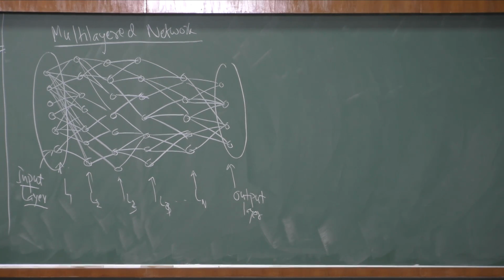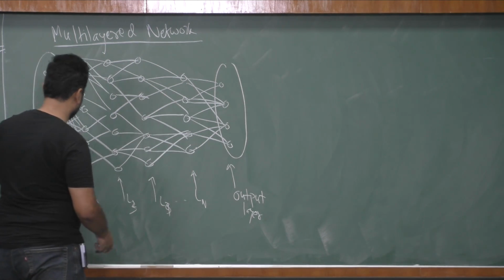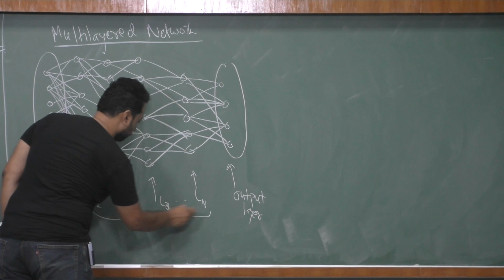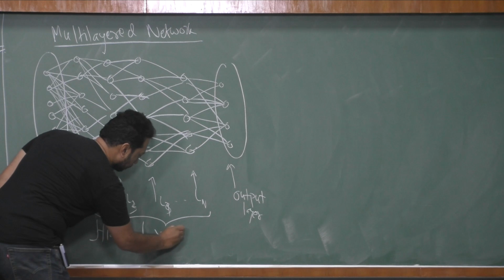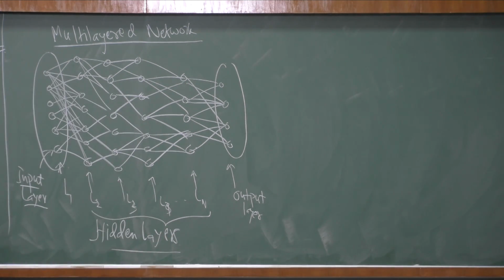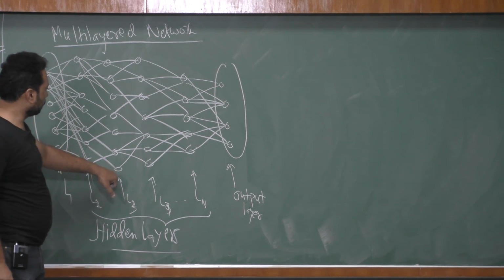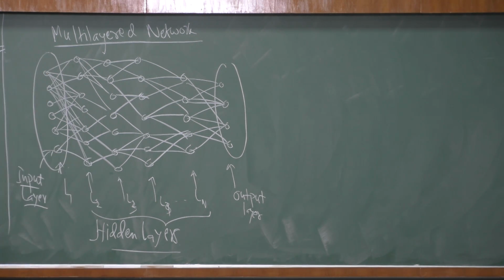It's multi-layered because there are many layers now, and there is an input layer, there is an output layer, and these layers which are between the input and output layers are called hidden layers. Because they are between input and output, and each perceptron is called a unit, we call these hidden units. So this is a hidden unit at layer 2, these are hidden units at layer 3, and so on. This is the generic description of a multi-layered network, and if the layers are many, then we call it a deep neural network.